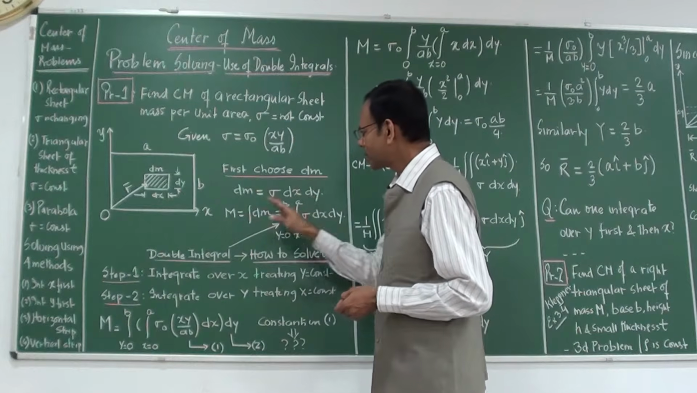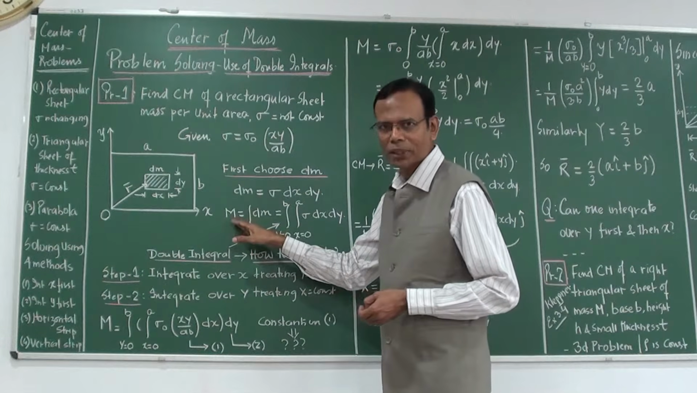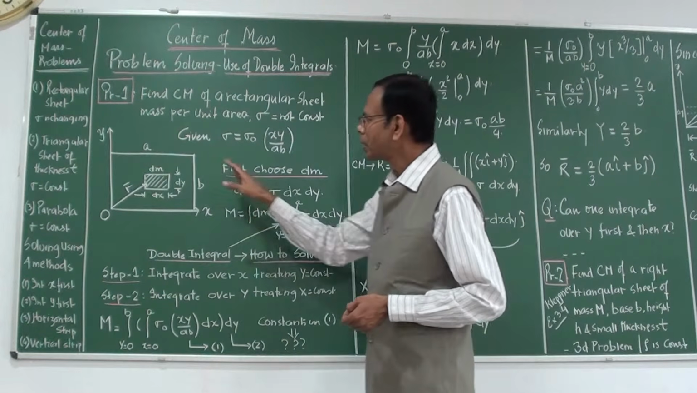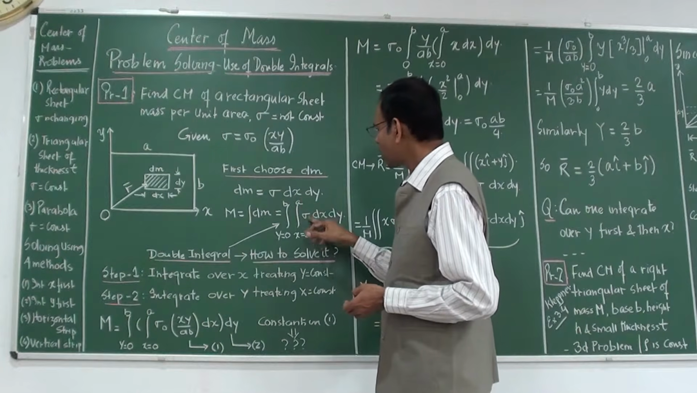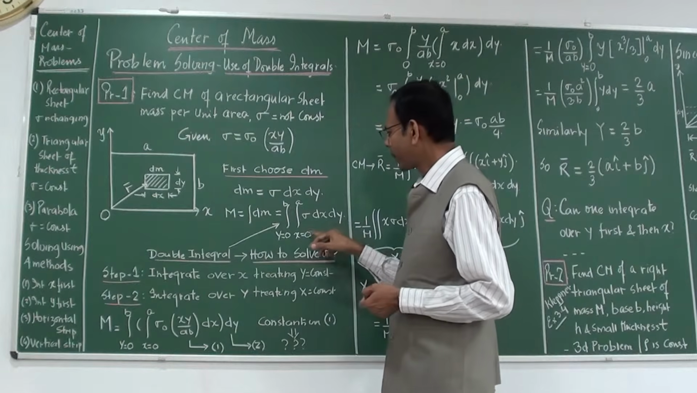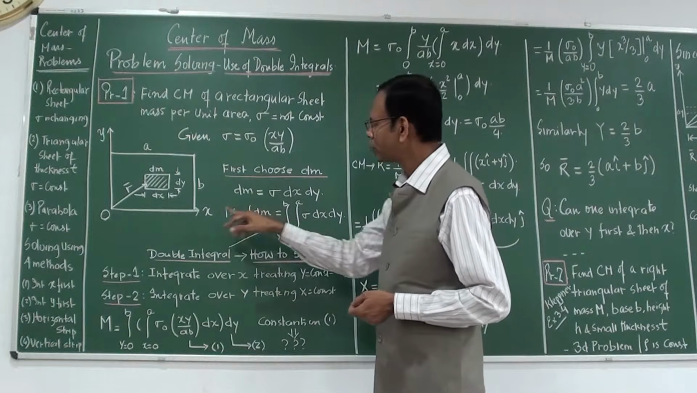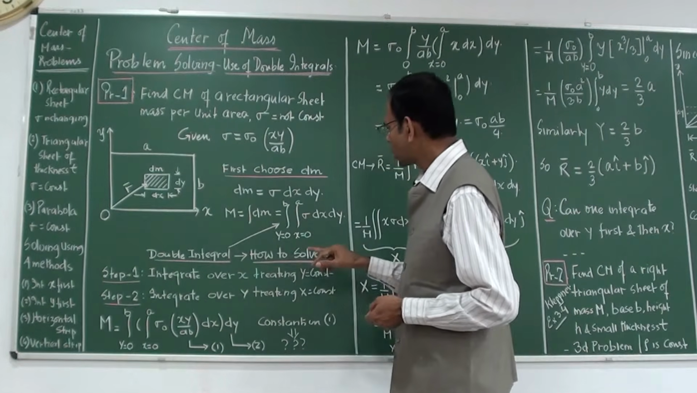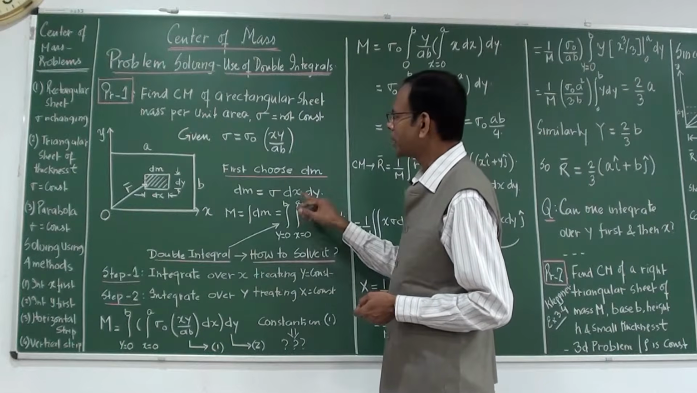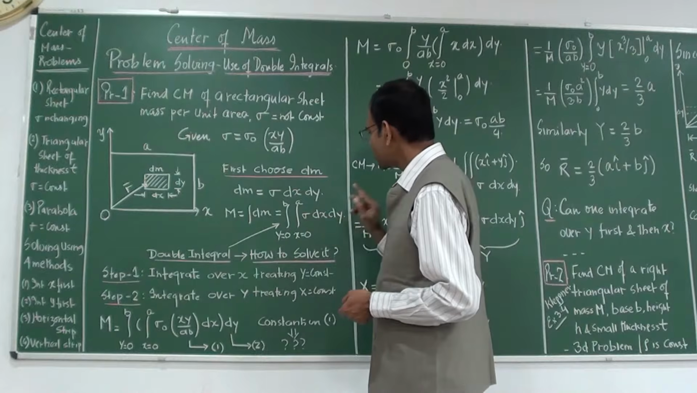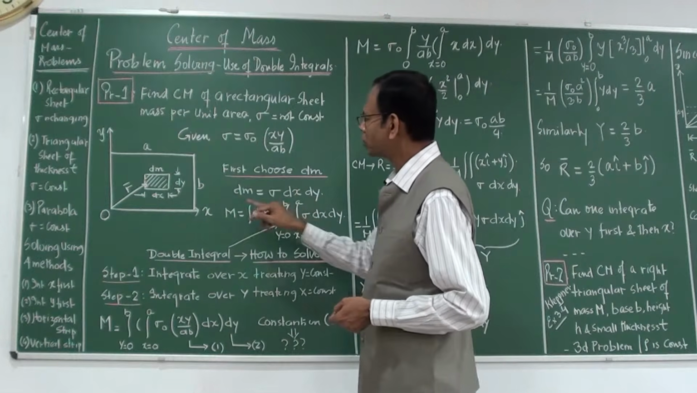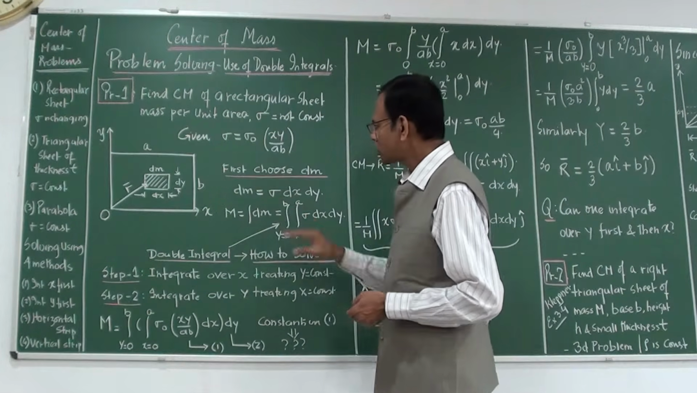Now, we have to integrate to get the capital M, that is the mass of the sheet. So, integral dm is sigma dx dy. X is varying from 0 to a, and y is varying from 0 to b. So, this is the integral.